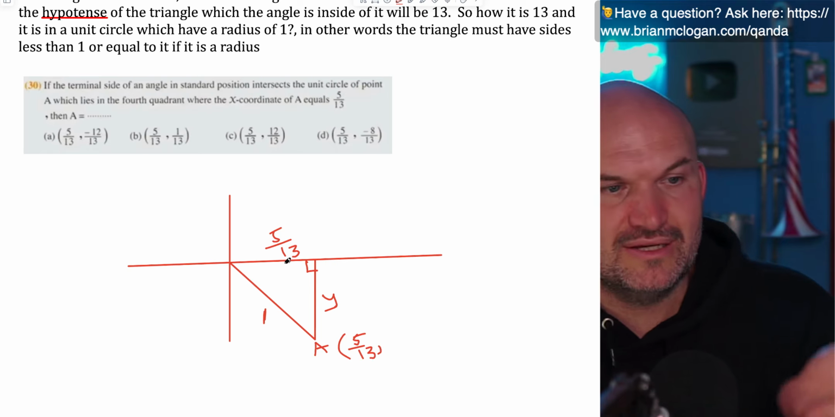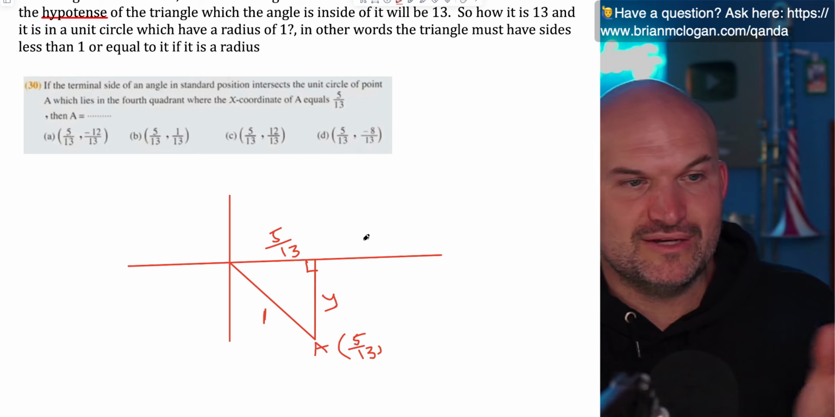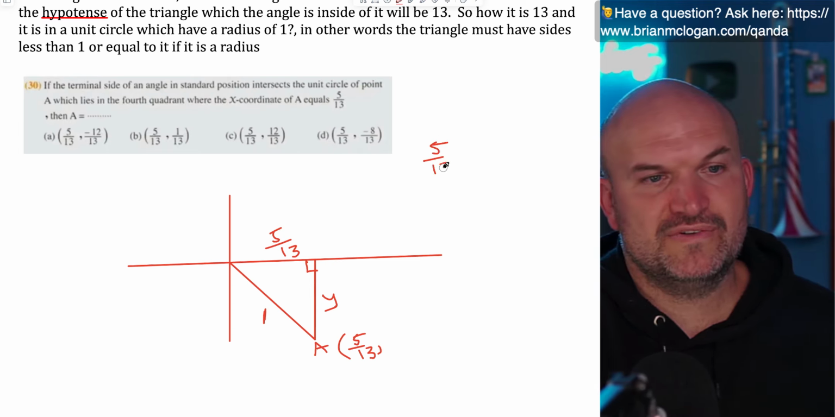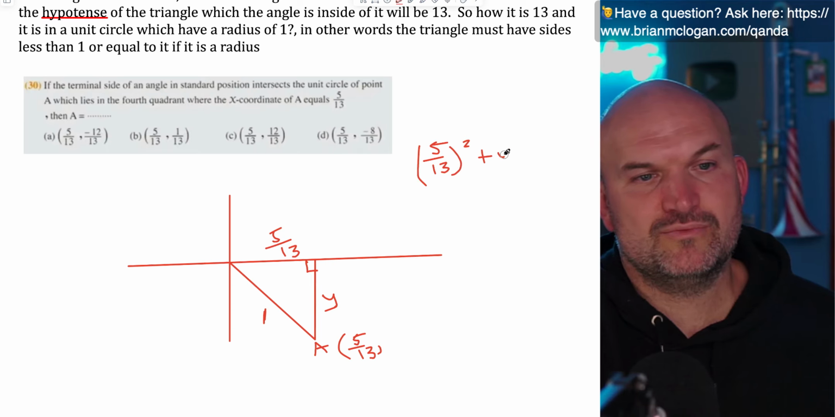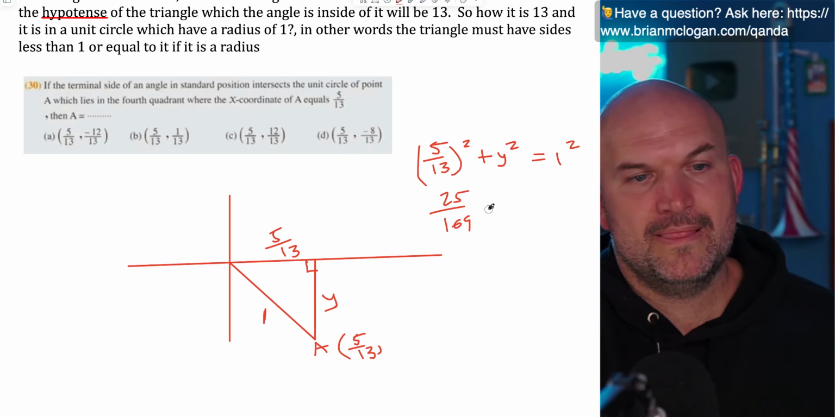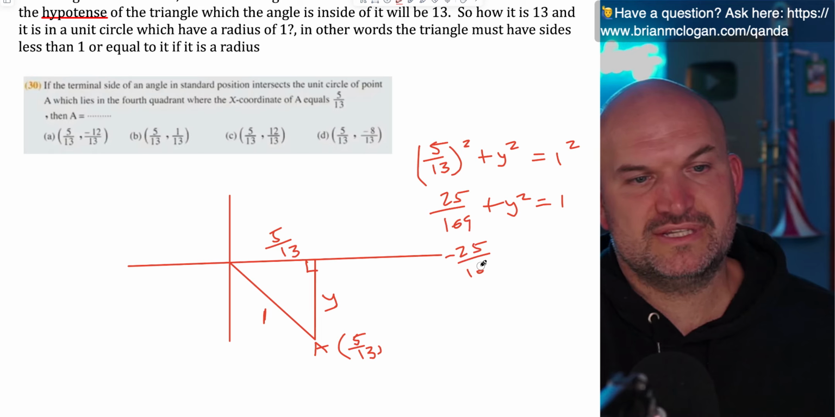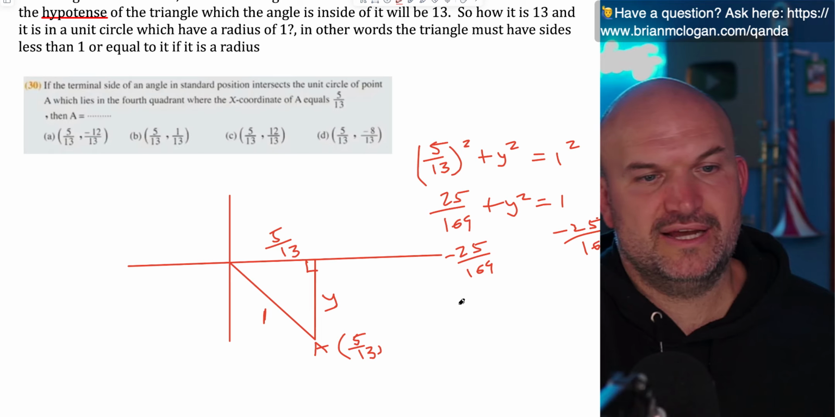Well, guys, remember, we have the Pythagorean theorem here. We have a right triangle. So I'm just going to say (5/13) squared plus y squared equals 1 squared. This becomes 25/169 plus y squared equals 1. Subtract 25/169 to the other side. I get y squared is equal to 1 minus 25/169.